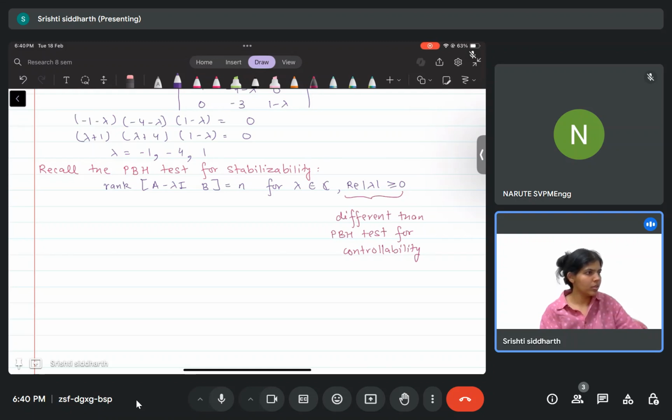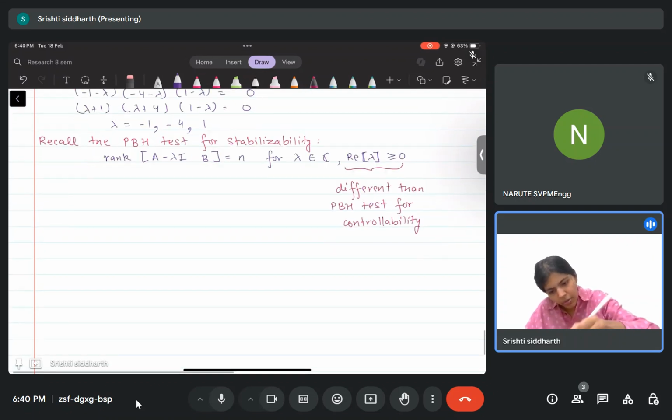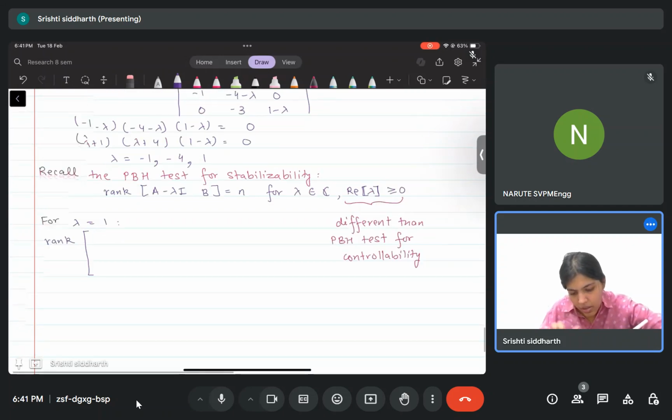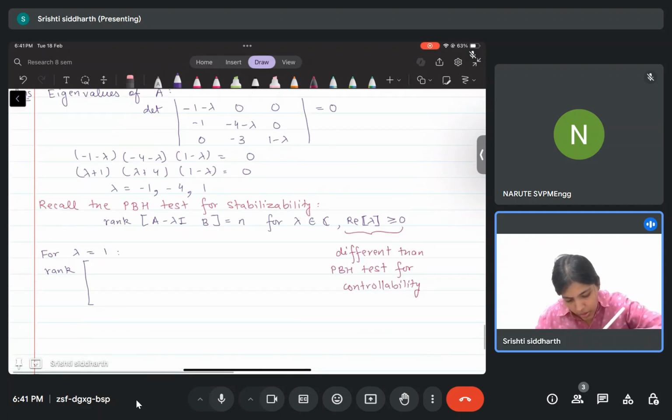For our lambdas, this is just real part of lambda is greater than 0. Alright. So we just have to check for lambda equals 1. So then we have, what's the rank for A minus I, which is going to be minus 2, minus 5 and 0.